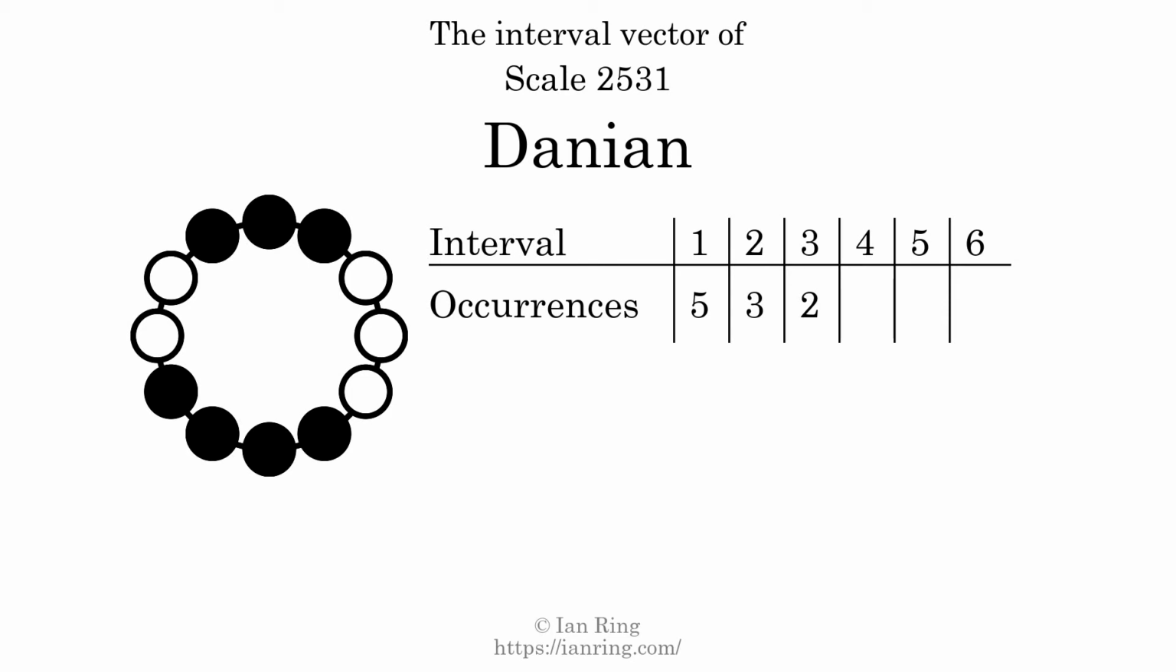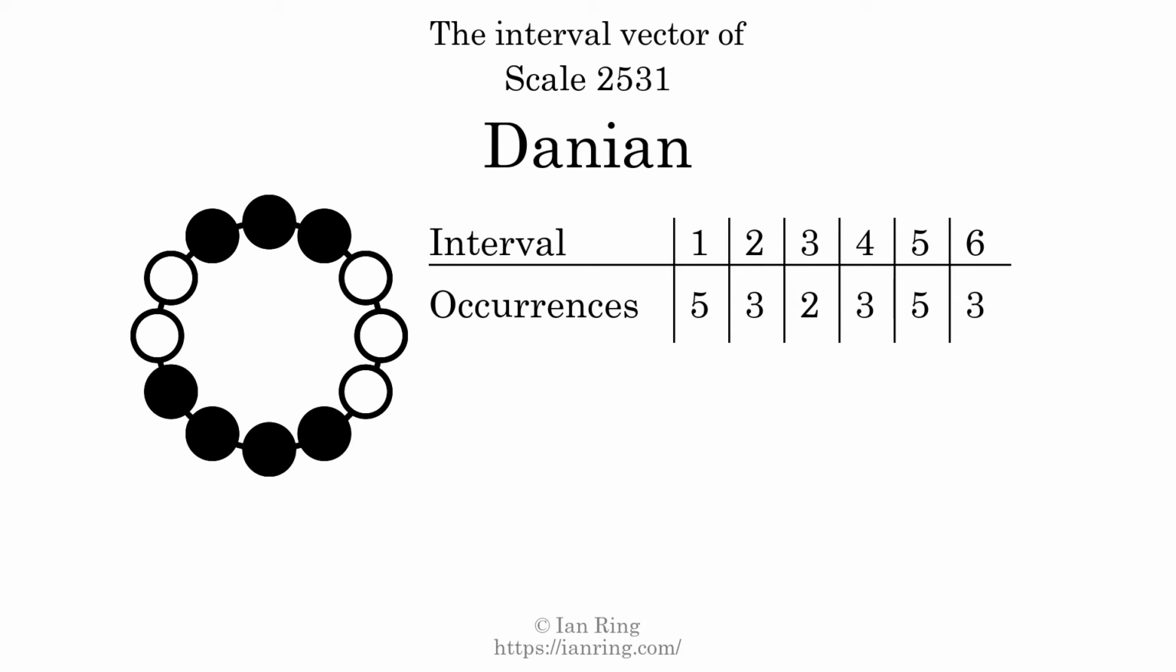There are 2 intervals with the size of 3 semitones. They are here, and here. There are 3 intervals with the size of 4 semitones. They are here, here, and here. There are 5 intervals with the size of 5 semitones. They are here, here, here, here, and here.